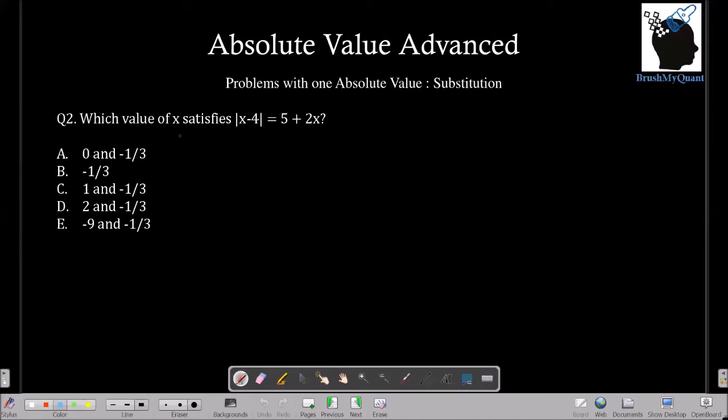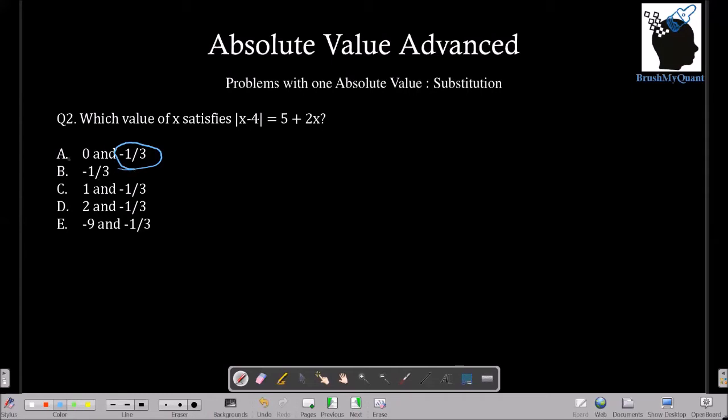Okay. So which value of x satisfies mod of x minus 4 is equal to 5 plus 2x? And there are a couple of options given to us. If you notice, then minus 1 by 3 is in all the option choices. So that means minus 1 by 3 will be there for sure. So you don't need to check for it. So let's check for other values.